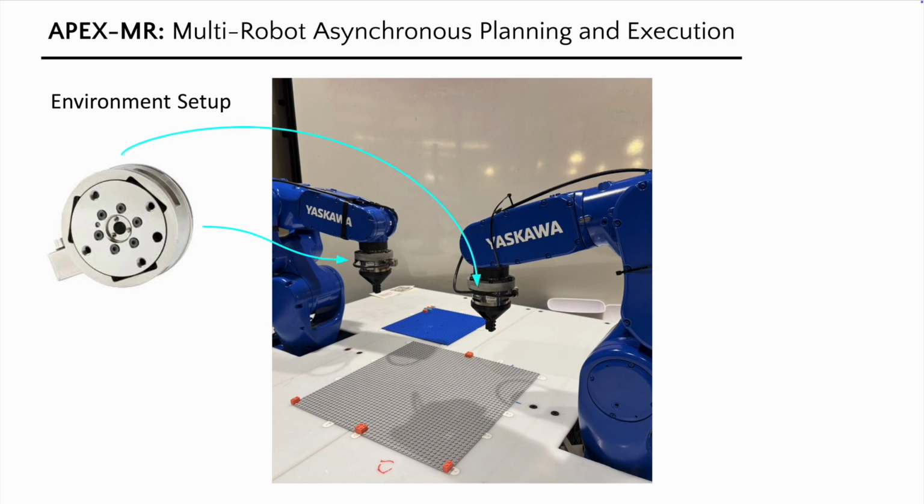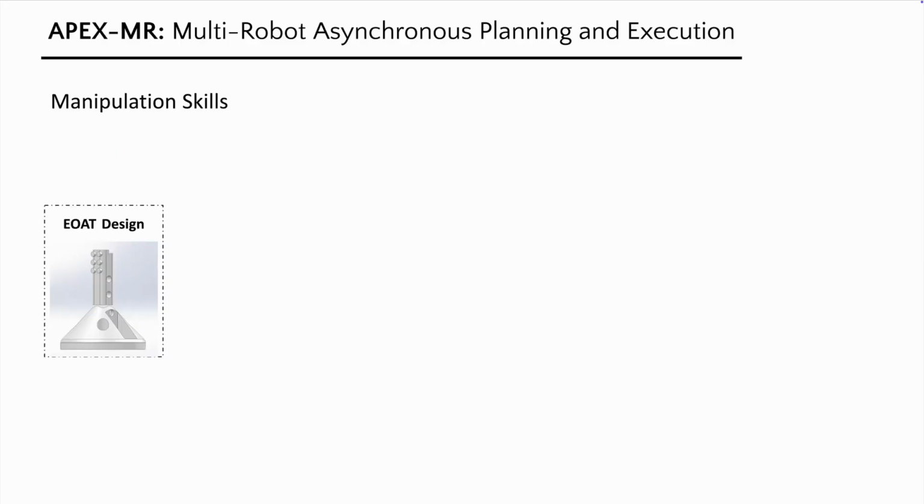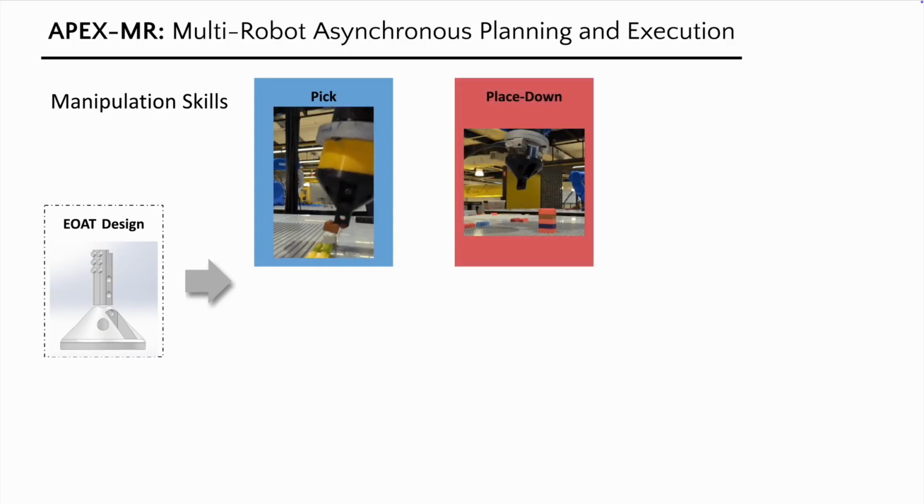Each robot is equipped with a force torque sensor. The robot uses the end effector tool to manipulate the LEGO bricks and build customized LEGO structures on the base plate. Also, Apex MR assumes a predefined robot manipulation skill library is provided. Specifically, in the LEGO assembly task, we designed the robot to have these different manipulation skills.